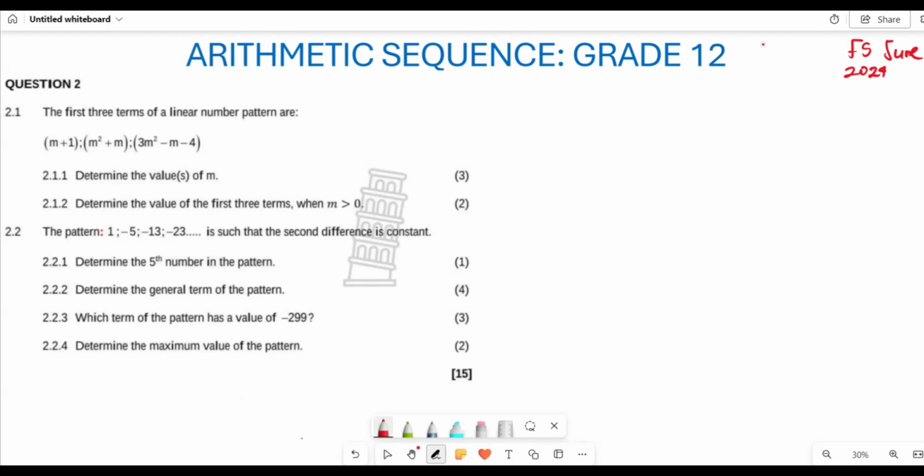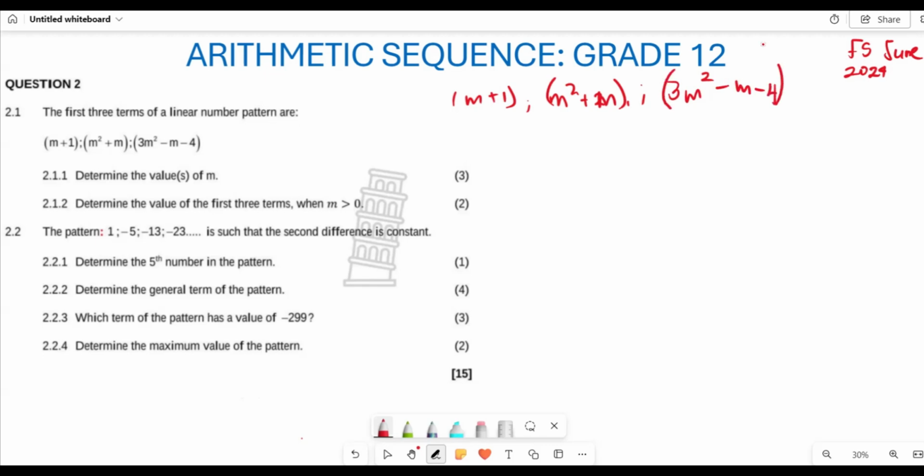Now, there's one thing that we know here, right? We know that in your arithmetic or in your linear pattern, your difference is always going to be the same. So which means now, look, here you are having m plus 1, and also m squared plus 2. This is also m squared plus m, and also you're having 3m squared subtract m subtract 4.